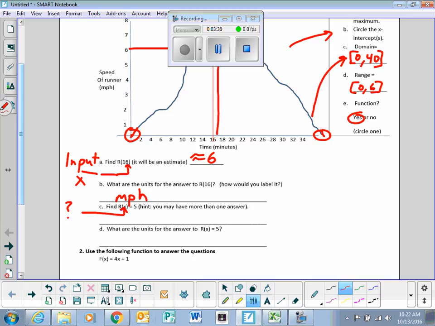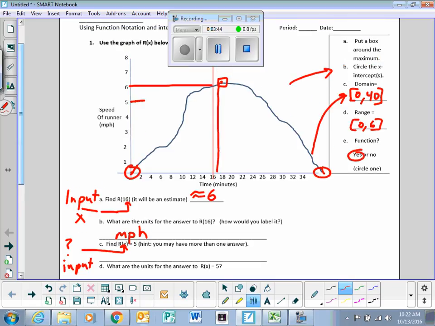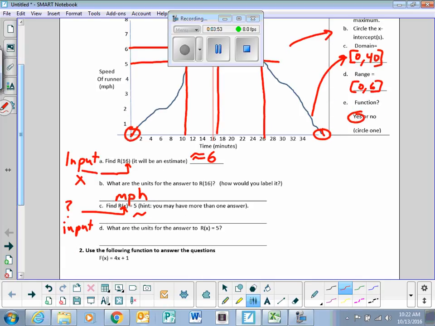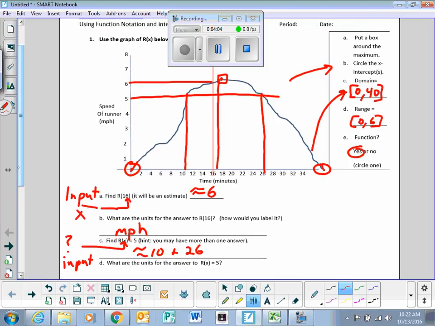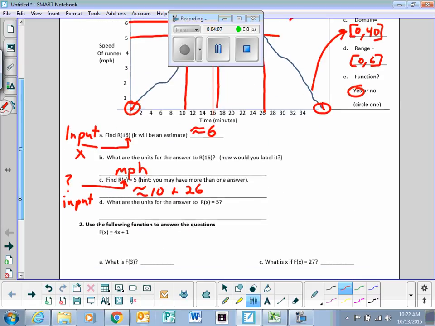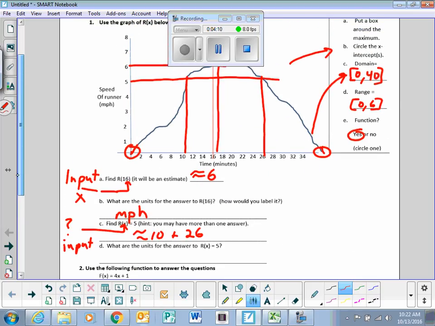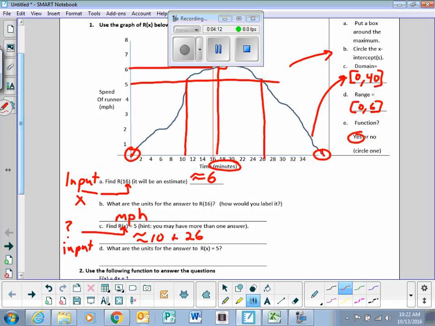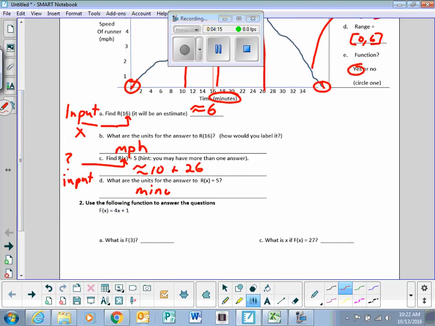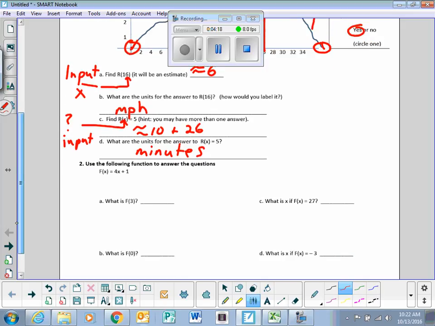Okay. Find what input gives you an output. So what input gives me an output of 5? Well, where do I have an output of 5? Right here. What are my inputs? Well, about 10 and 26. If you had 11 and 27, I counted those. So those are the inputs that give me an output of 5. Twice I crossed the 5 miles per hour threshold. What are the units for that? 10 and 26 what? Minutes. That's all I wanted. These were pretty basic.